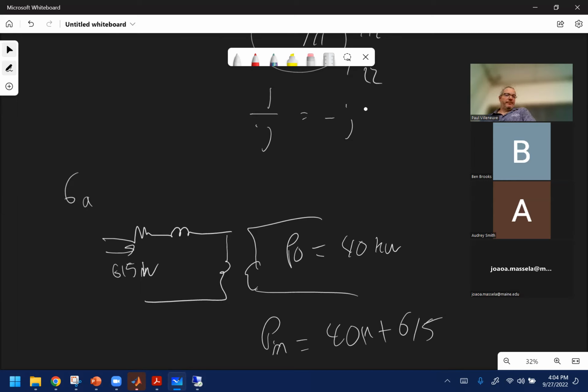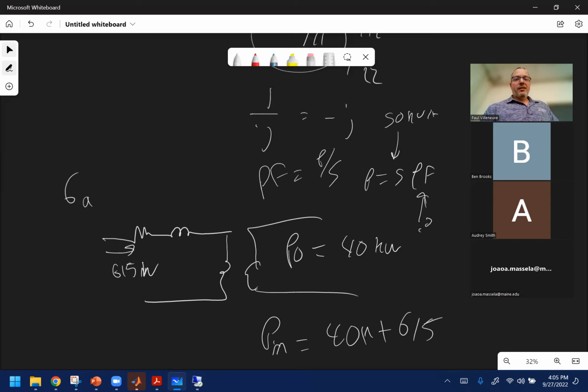Yes, sir. Was the 40K given in the problem? The problem description says it's a 50 kVA transformer. Remember, the definition of power factor is P over S. So P is equal to S times your power factor. It says operated at full load. This is 50 kVA. This is 0.8.